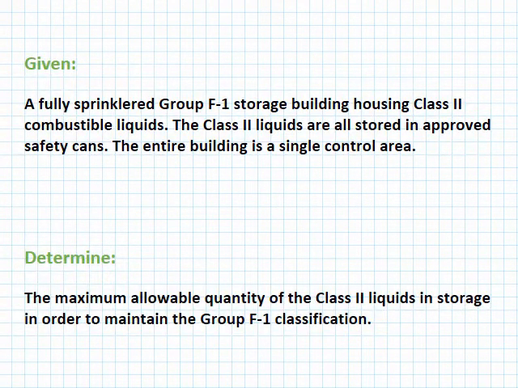This is application example 307-1 in the 2015 International Building Code Illustrated Handbook. The problem statement gives the following. There's a fully sprinklered Group F1 storage building housing Class 2 combustible liquids. The liquids are all stored in approved safety cans, and the entire building is a single control area. Determine the maximum allowable quantity of Class 2 liquids permitted in the storage to maintain the Group F1 classification.